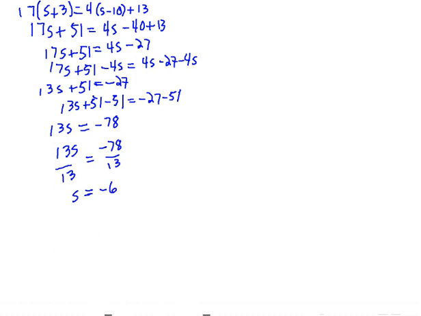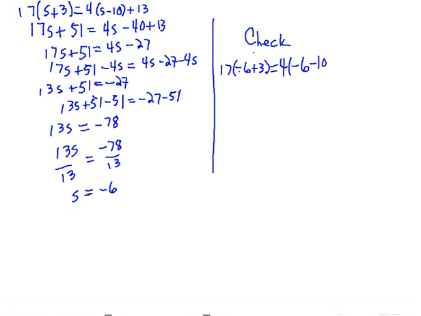We get s equals negative 6. Once again, we'll check this. We plug negative 6 in for s in the original equation every place that s was. So we start with 17 times the quantity negative 6 plus 3 equals 4 times negative 6 minus 10, plus 13.